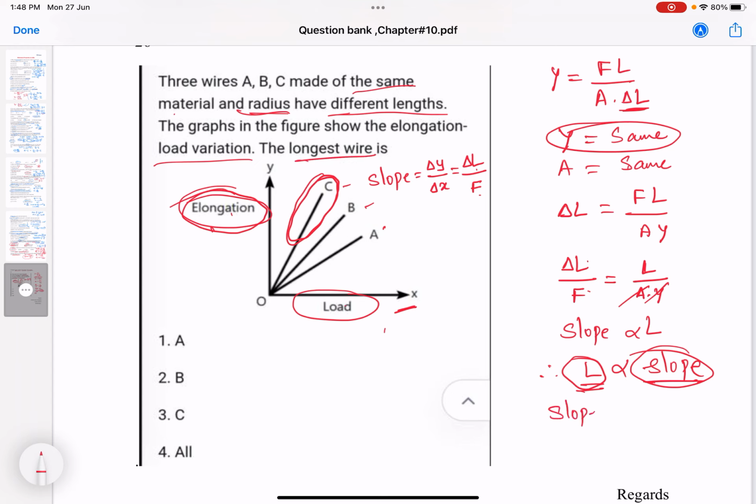Slope of curve C is more. Therefore, length of C is more. So this is the answer.